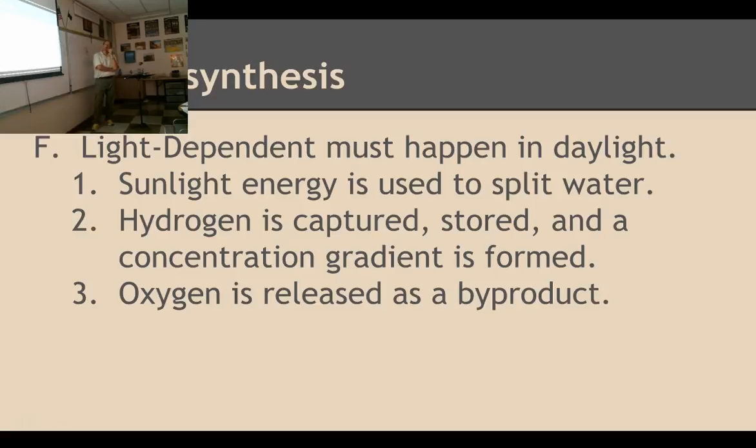But we want the hydrogen. Hydrogen is what we're after here. So the hydrogen part of a water molecule is captured, stored, and a concentration gradient is formed. Concentration gradient means there's more of it somewhere than there is somewhere else. So it makes like a pool of hydrogen. It gathers up the hydrogen and stores it somewhere. And we let the oxygen go. Okay?